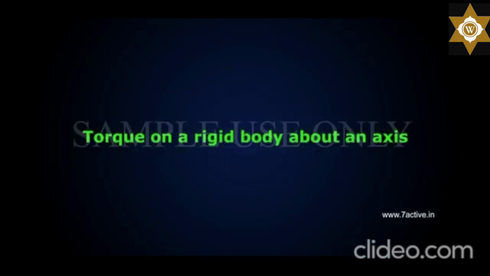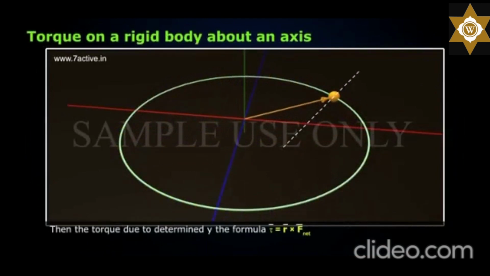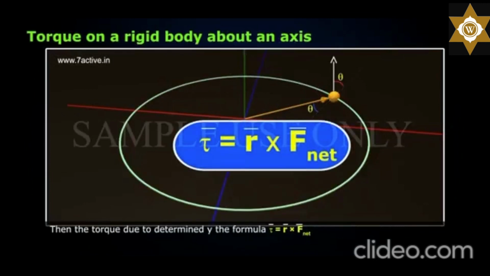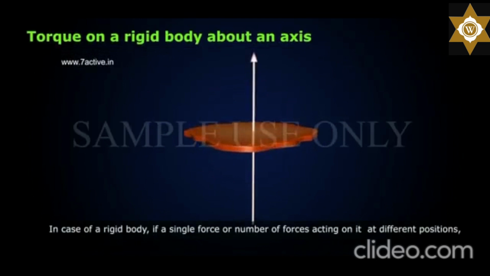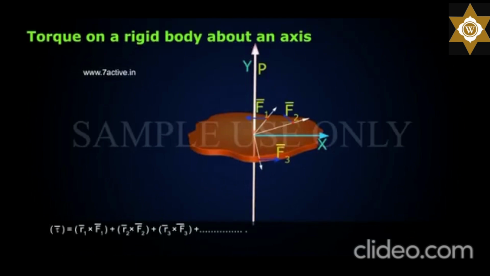Torque on a rigid body about an axis. In case of a single particle, if a single force or a number of forces act on the particle, then the torque is determined by the formula tau is equal to r cross F net. In case of a rigid body, if a single force or a number of forces act on it at different positions, then the torque is determined using tau is equal to r1 cross F1 plus r2 cross F2 plus r3 cross F3 plus so on. Or tau is equal to tau 1 plus tau 2 plus tau 3 plus so on.